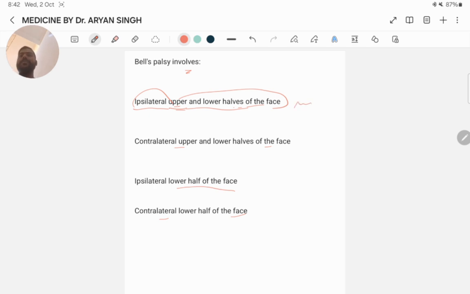Bell's palsy is the most common form of facial paralysis. Bell's palsy causes paralysis or weakness in both the upper and lower halves of the face on the same side. Ipsilateral means same side, contralateral means different side. The presence of incomplete paralysis in the first week is the most common favorable prognostic sign. Here the taste sensation may be lost unilaterally and hyperacusis may be present.